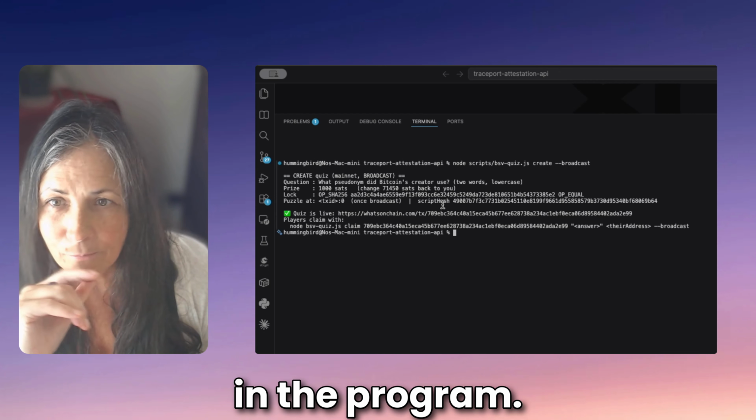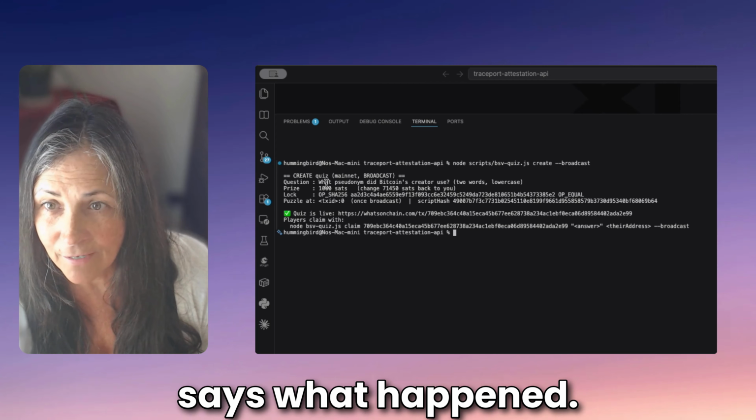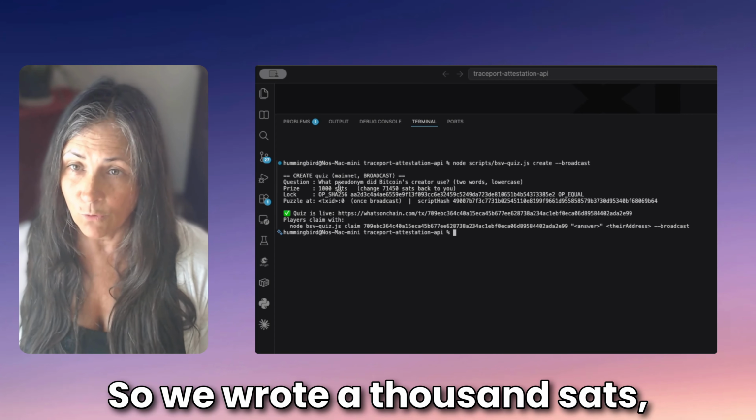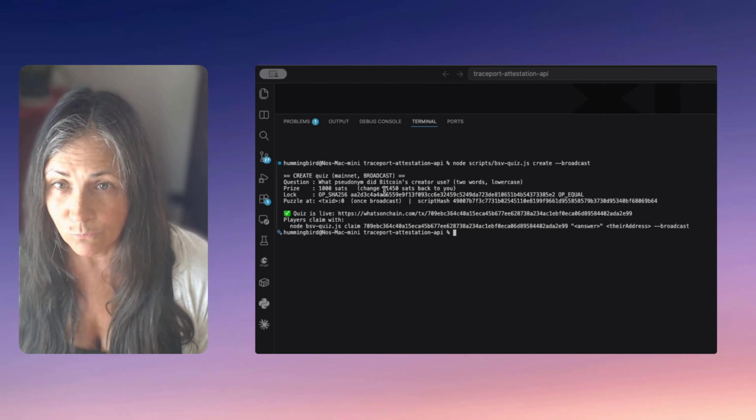And this is just in the program. So this is output that says what happened. So we wrote 1,000 sats, sent 71,450 sats back to me, the writer of the puzzle. And we locked it with that locking script. So here's OP_SHA256, and here's OP_EQUAL. And here is that 32-byte hash.